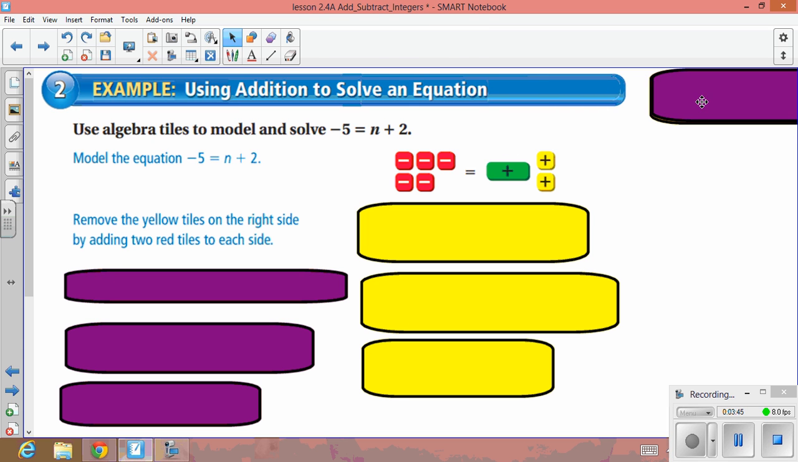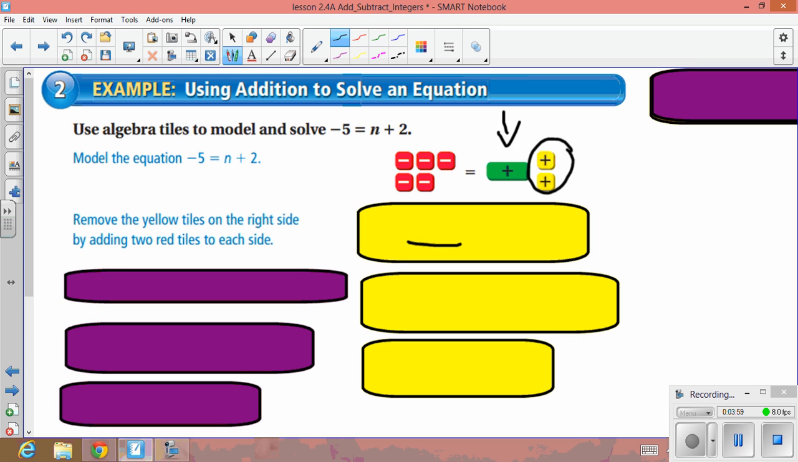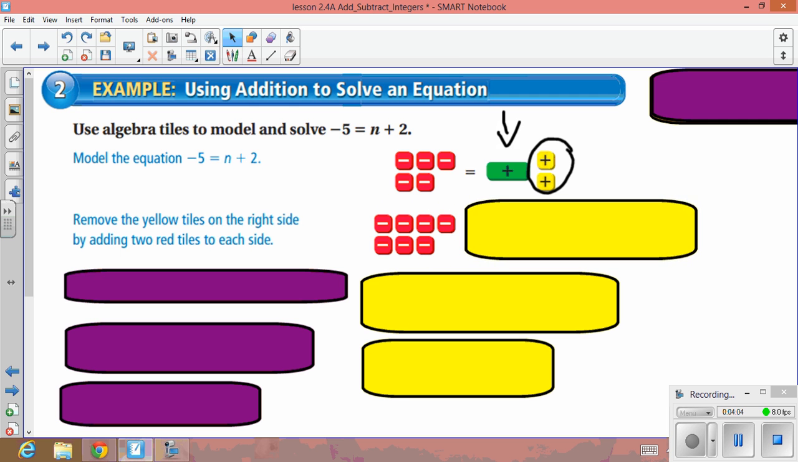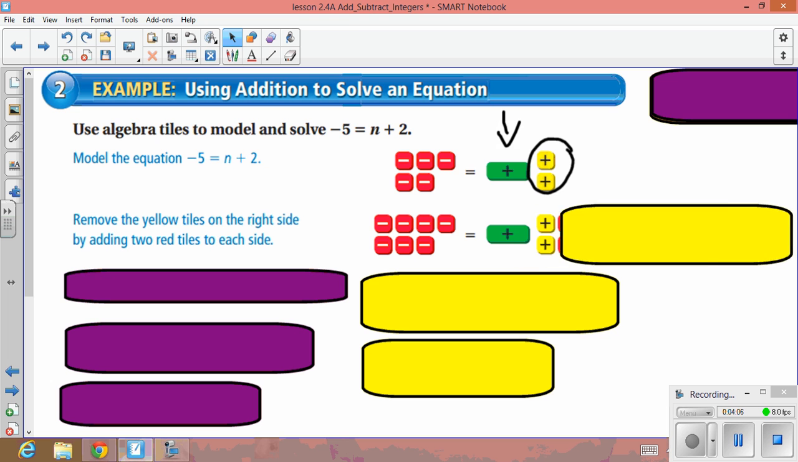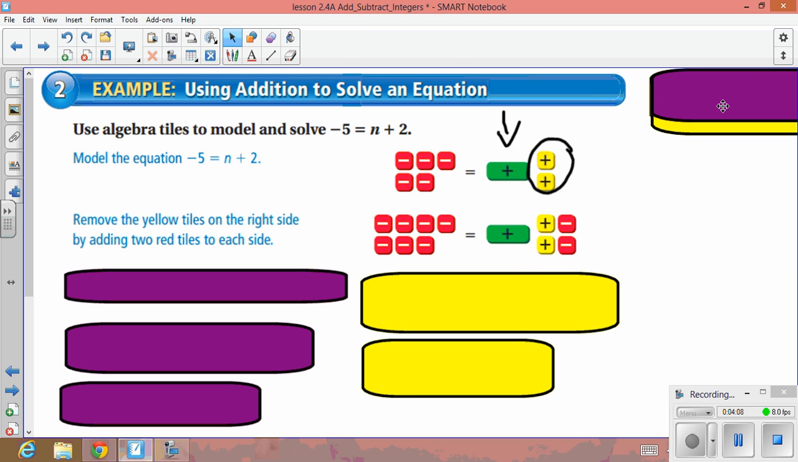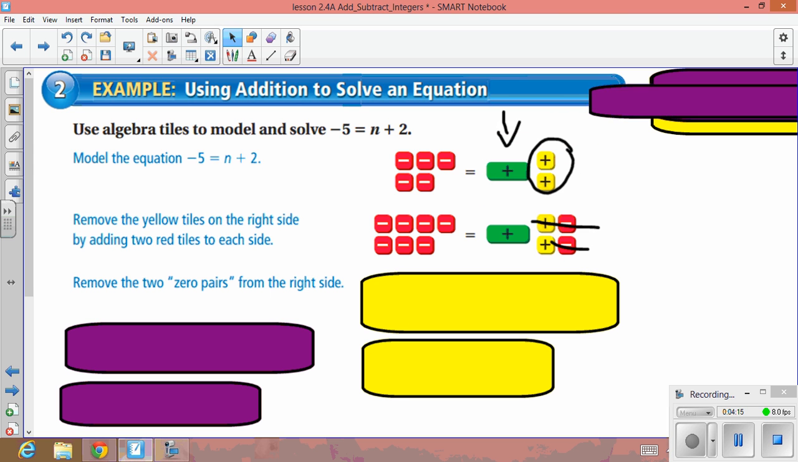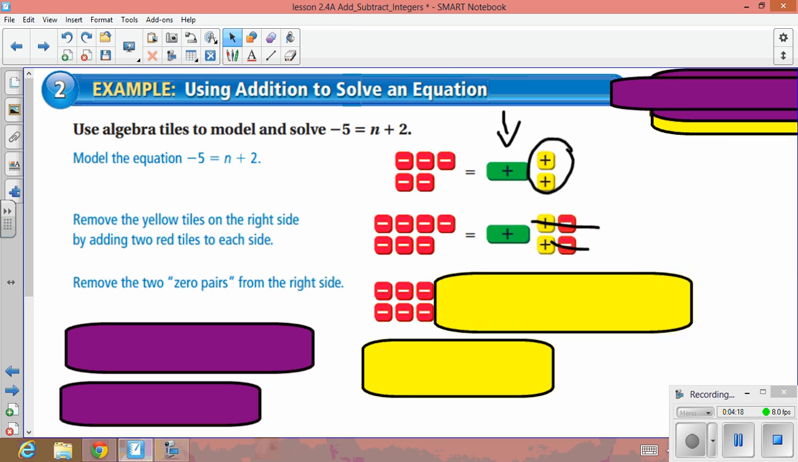Our next step, remember, our goal is to always get this variable by itself. So what's next to the variable are these 2 yellows. And how could I get rid of that? By adding 2 red tiles to both sides. So I add 2 to the left and I add 2 to the right. If you notice, these will cancel out because they're 0 pairs. So we're removing the 0 pairs.